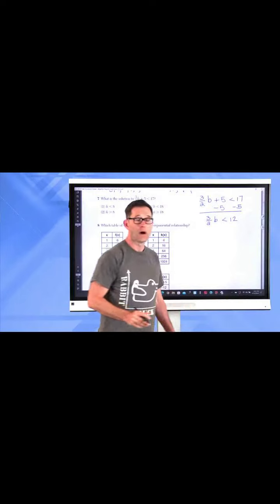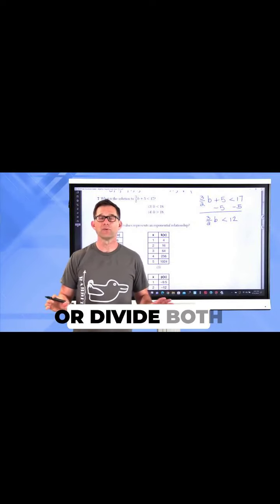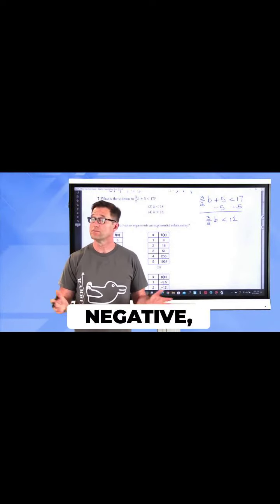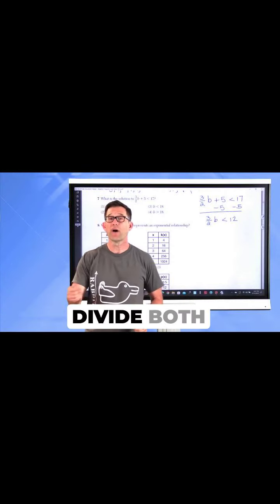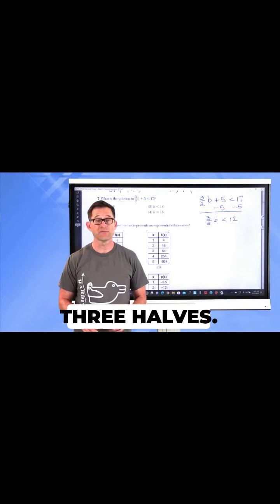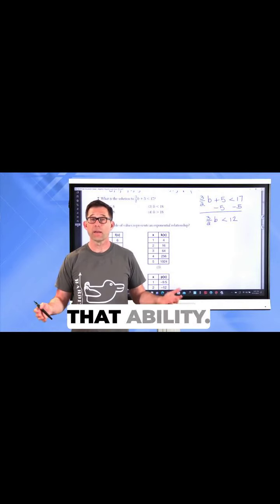Still good. All right, as long as I don't multiply or divide both sides of the inequality by a negative, I'm fine, okay. Now I need to get rid of the 3 halves. Now you could divide both sides of the inequality by 3 halves. Your calculator definitely has that ability.